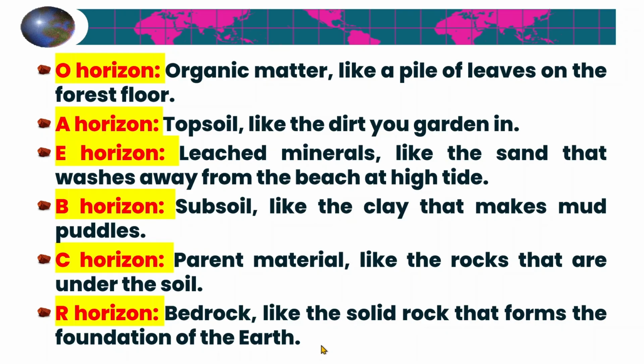B horizon is the subsoil, like the clay that makes mud puddles. C horizon is the parent material, like the rocks that are under the soil. And lastly, the R horizon, the bedrock, like the solid rock that forms the foundations of the earth.